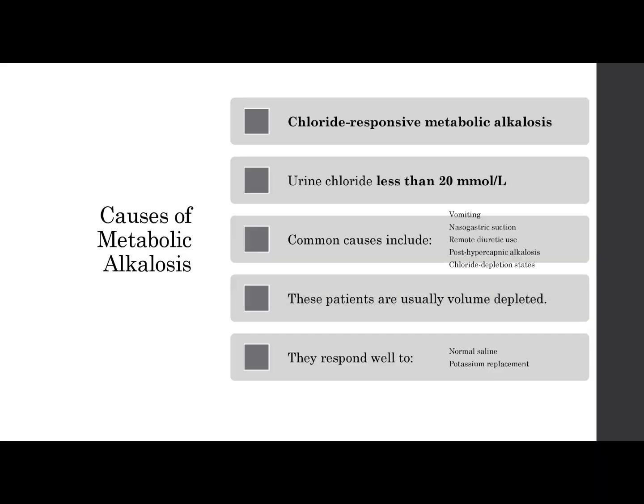The easiest classification is based on urine chloride. First, chloride-responsive metabolic alkalosis. Urine chloride less than 20 millimole per liter. Common causes include vomiting, nasogastric suction, remote diuretic use, post-hypercapnic alkalosis, and chloride depletion states. These patients are usually volume depleted. They respond well to normal saline and potassium replacement.